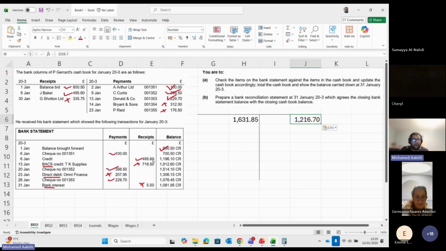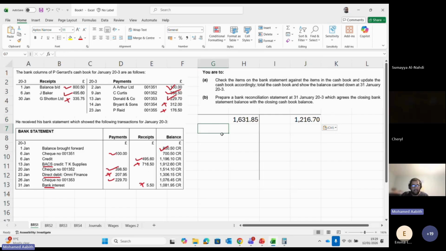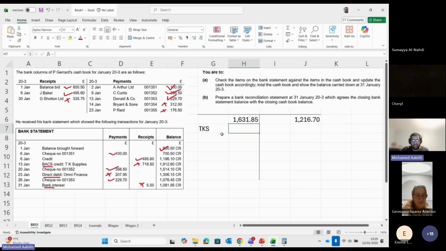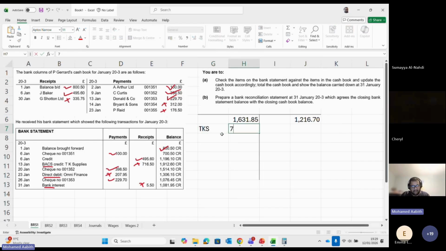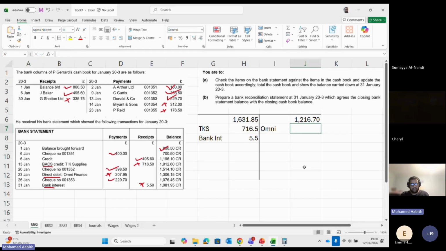So what we need to do is update these three transactions. Here we're going to say TK Supplies, the amount is £716.50. Once I've done that, this and this straight away reconcile because we have already checked and reconciled it. We also have a bank interest, which is for £5.50, so I'll put that £5.50 as well. And then here we have the Omni direct debit, £207.95.